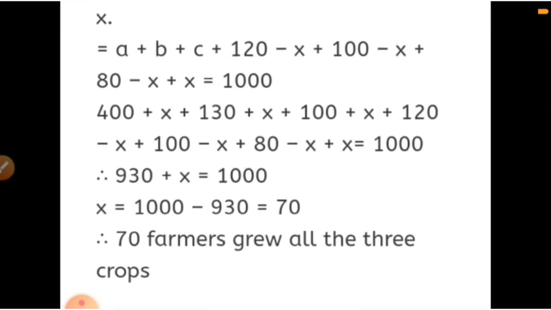Simplifying, that is equal to 930 plus x is equal to 1000, that is x is equal to 1000 minus 930, bring to the right side, that is equal to 70. Therefore 70 farmers grow all the 3 crops. Okay, right.